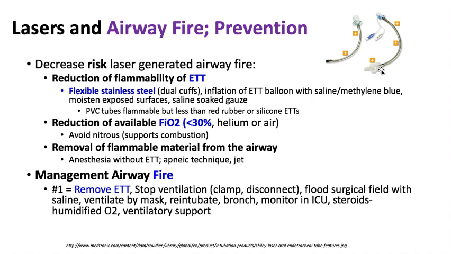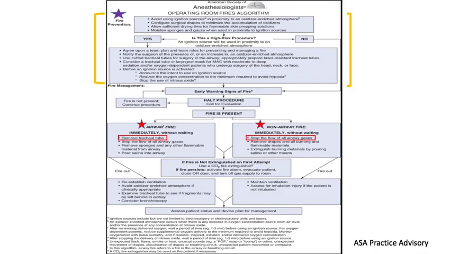But removing the endotracheal tube is considered the first recommended step by the American Society of Anesthesiologists Practice Advisory, which is shown here. The ASA Advisory for Operating Room Fires algorithm first talks about, at the top, fire prevention, getting the ignition sources away from an oxygen-enriched environment.